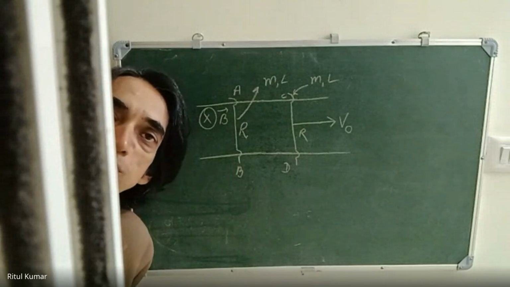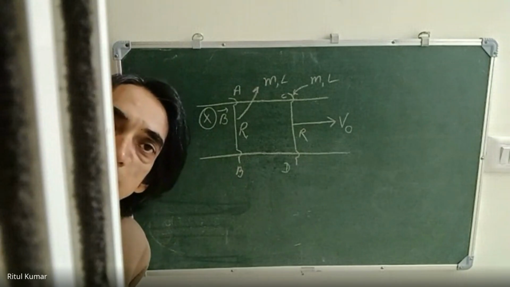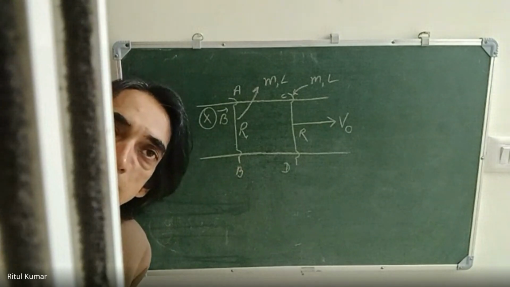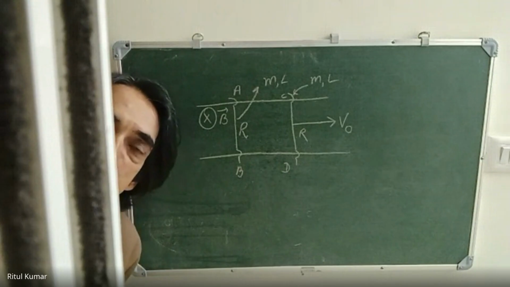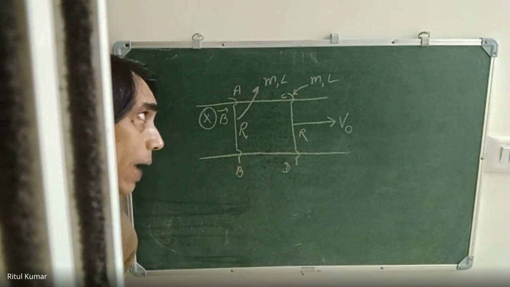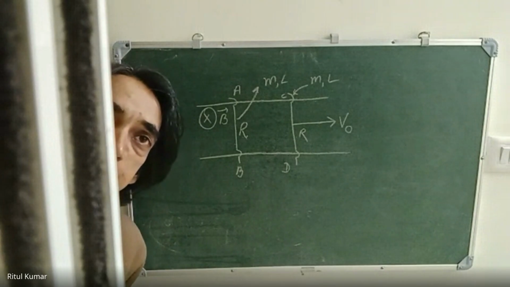Okay, current in the loop as a function of time. Any idea what can happen here? What will happen to the speed of CD? What will happen to the speed of AB? So the speed of CD will decrease and the speed of AB will increase, and they will become equal at a point in time, so that the distance between them is constant and the flux passing through the area is not changing.